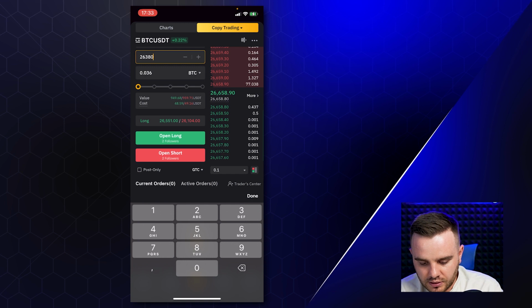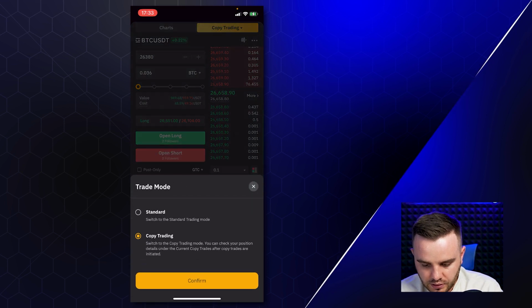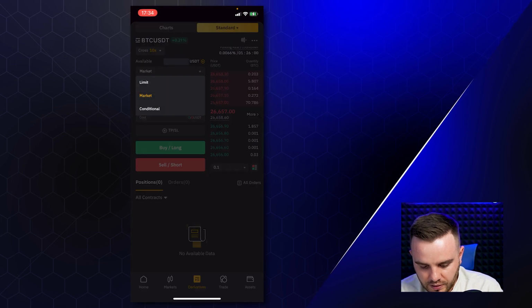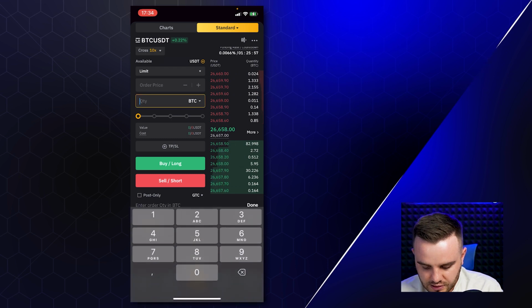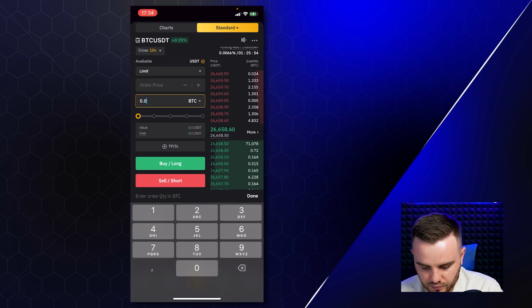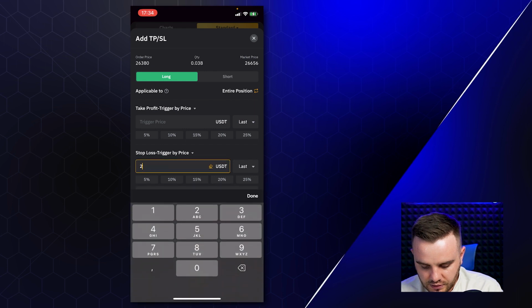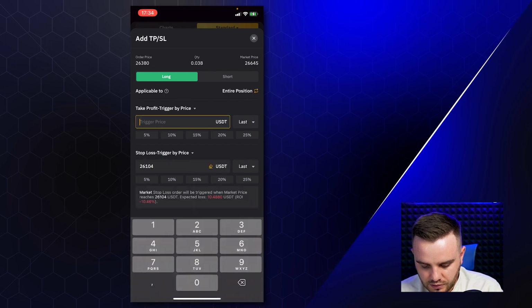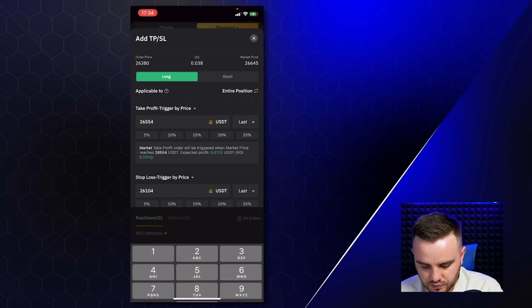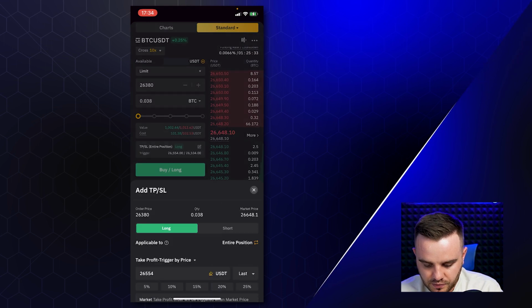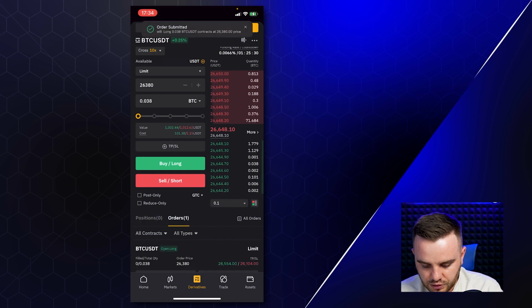If you set sell limit, here, my friend, sorry. I chose copy trading, you should use standard. Sadly, all the settings didn't save. 0.038, order price 26,380, plus stop loss 26,104, 26,554. Here it says how much we would lose and how much we would make if the price reaches stop loss or take profit. Same as with market orders, and push buy long.